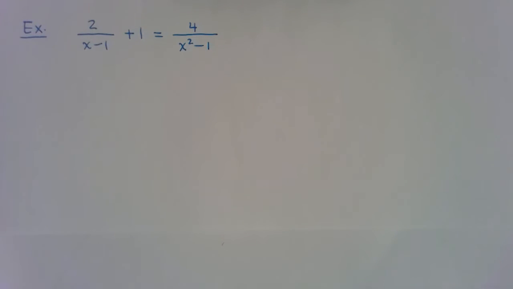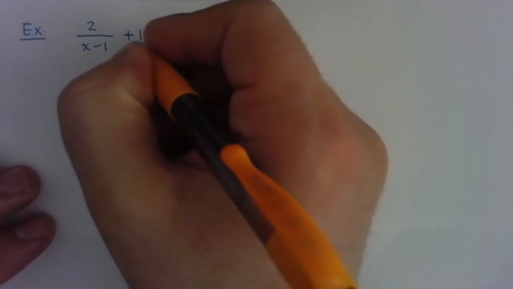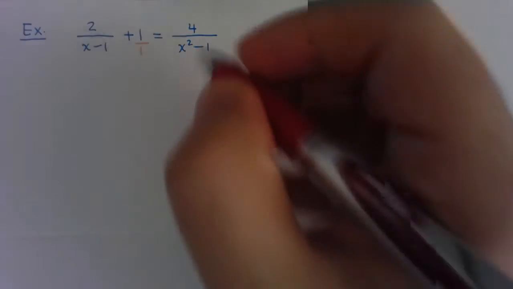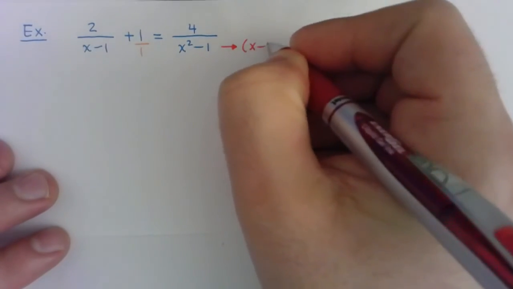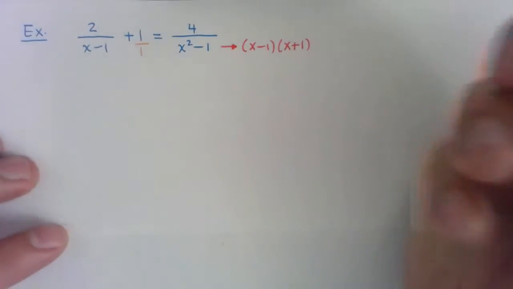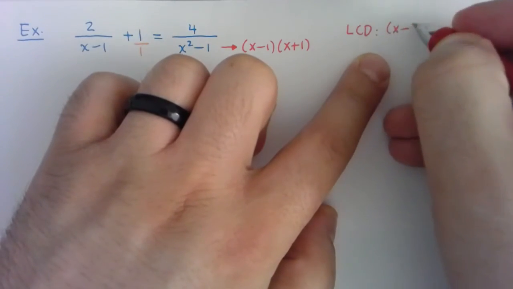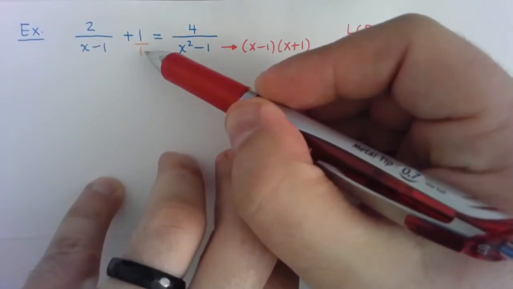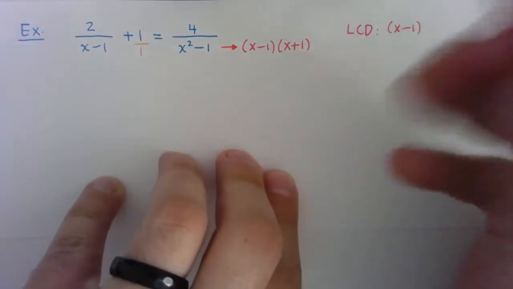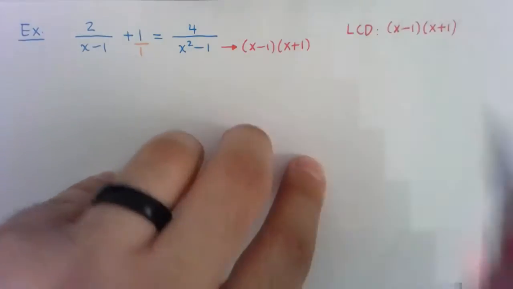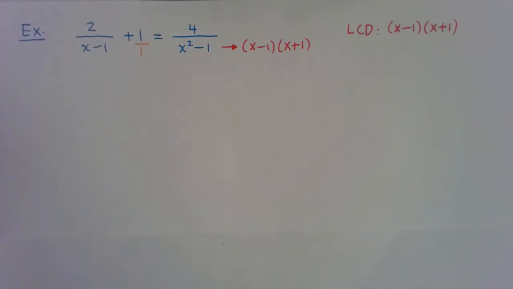So here's the second example. You have a fraction and 1, and of course you can write this one as 1 over 1 as a fraction. Then x squared minus 1 is a difference of 2 squares, so you can write this as x minus 1 times x plus 1. So the LCD in this case will be x minus 1 from the first, and the 1 you can ignore, because x minus 1 times 1 is x minus 1. Then here you have x minus 1, so you have to insert another x plus 1. That's my LCD.